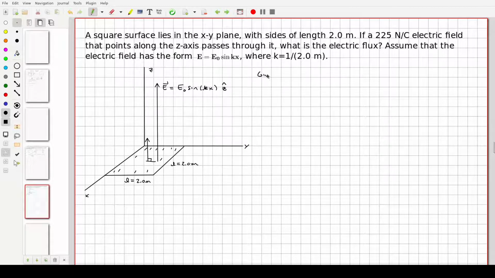So what I've been given here is sides of length 2.0 meters. I have been given that my E naught, the magnitude of my field, is 225 newtons per coulomb. I've also been given the value of k, which is 1 over 2.0 meters. And what I'd like to find here is the electric flux.